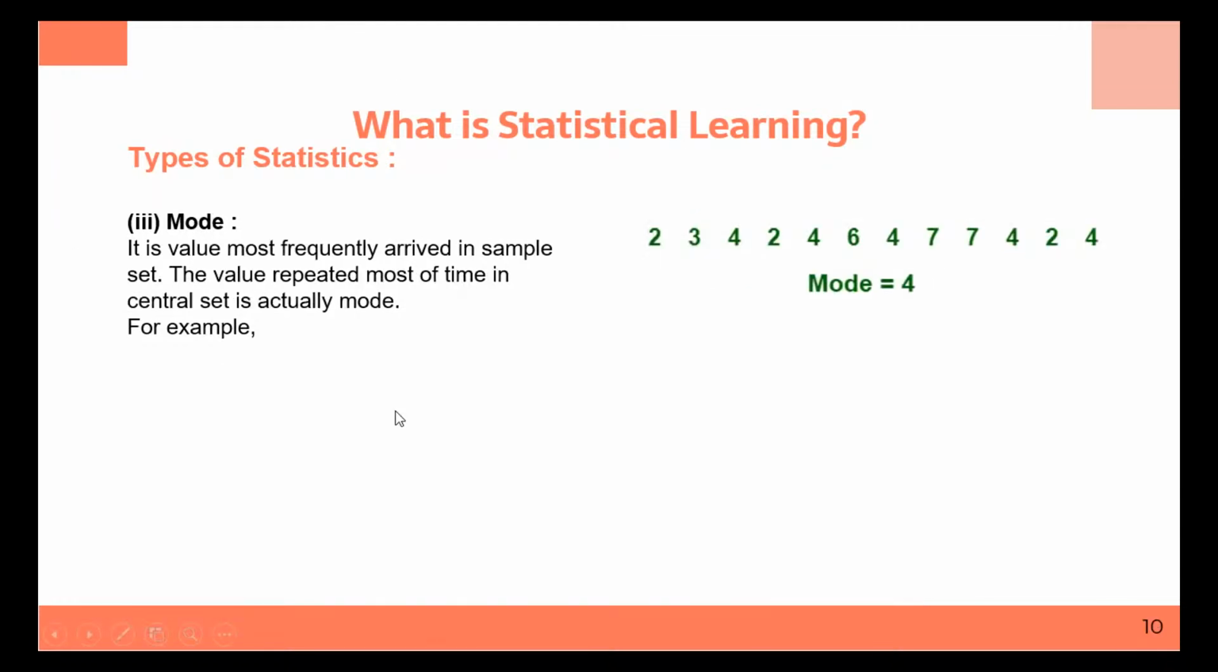Okay. How about mode? Same repetition numbers are there. Which one will you consider? Same number of times, two numbers are repeating, two different numbers are repeating. First occurrence.